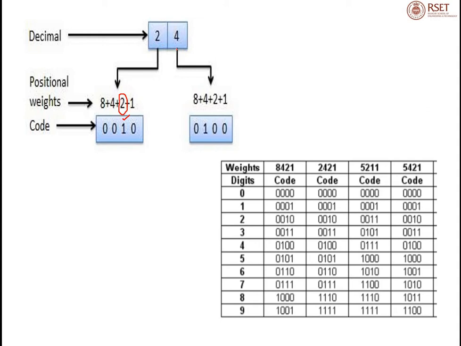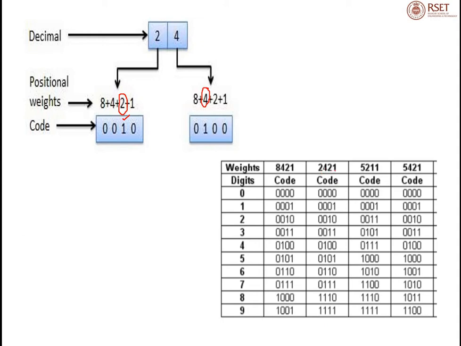Similarly for 4, the positional weights are written 1, 2, 4, 8. We require the place value of this position. So there 1 is written, and for the rest of the place values, which are not required, we are putting 0. So the corresponding BCD code of decimal digit 4 is obtained.